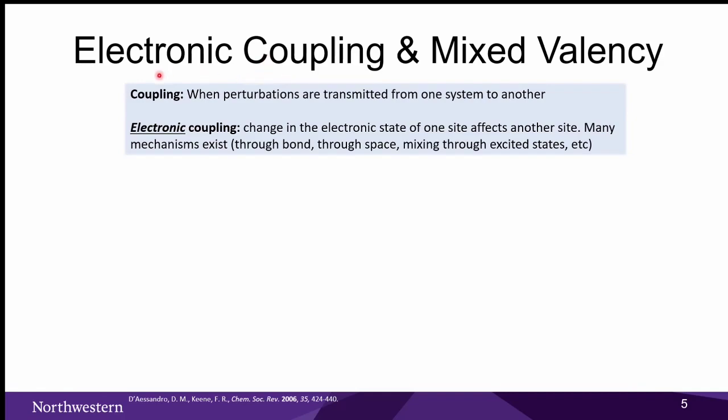When we talk about different forms of coupling in chemistry, we're just saying that when you have two systems, some perturbation of one system will affect the other. For example, if you're talking about NMR, you have spin-spin coupling, which just means that the energy of one spin is influenced by the orientation of another spin. Here, if we talk about electronic coupling, we're just saying that the electronic state of one site can affect another site. So most commonly, we're talking about two metals.